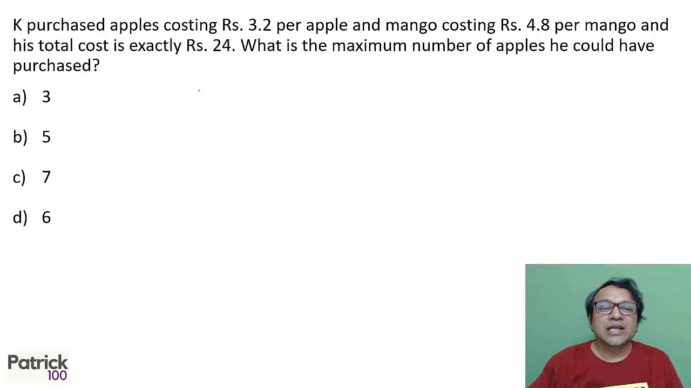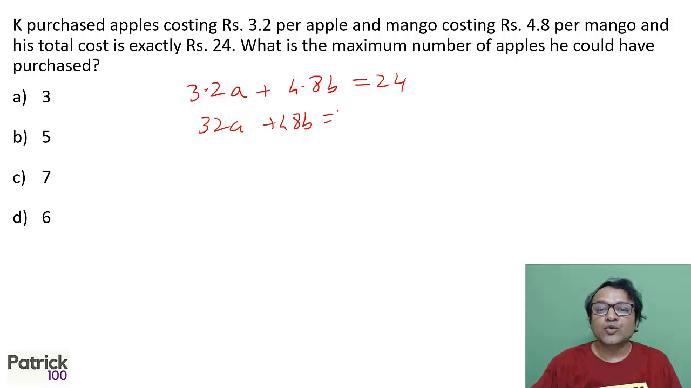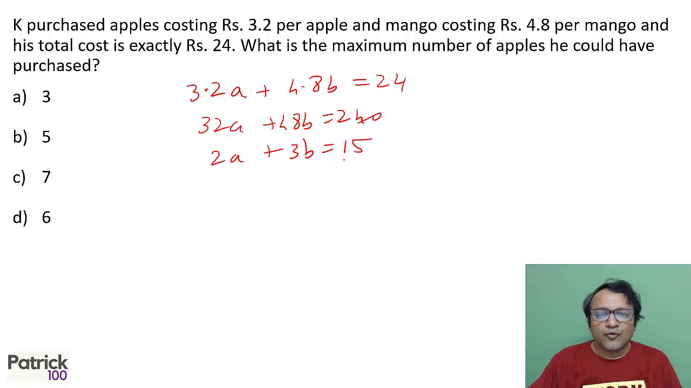Let's say he purchases A apples and B oranges. 3.2A plus 4.8B, total cost is 24. Multiply by 10, 32A plus 48B equal to 240. You see, everything is divided by 16. So you can make out 2A plus 3B equal to 15. 15 is a multiple of 3, 3B is a multiple of 3. So A should be a multiple of 3.